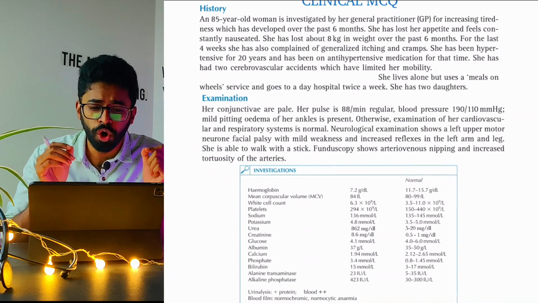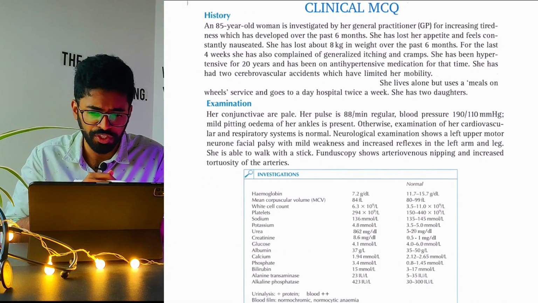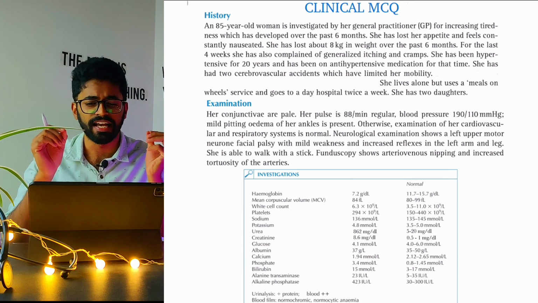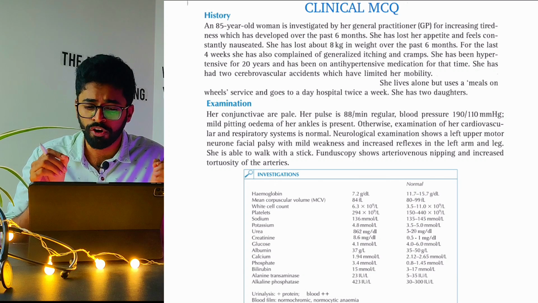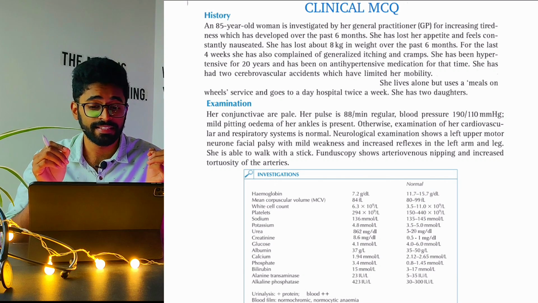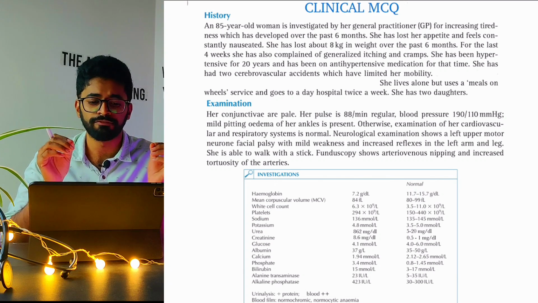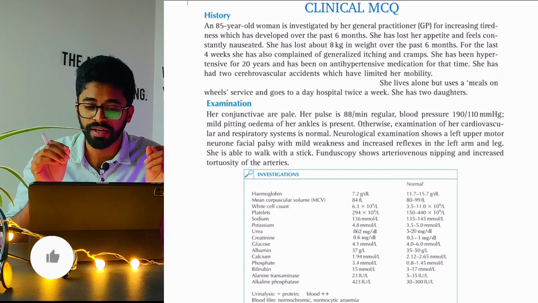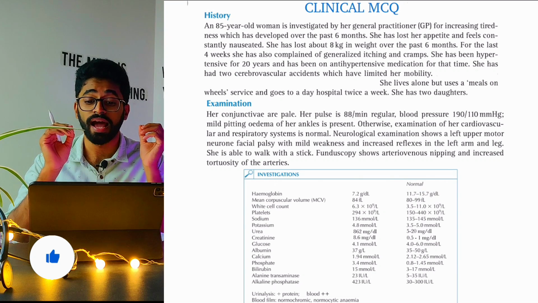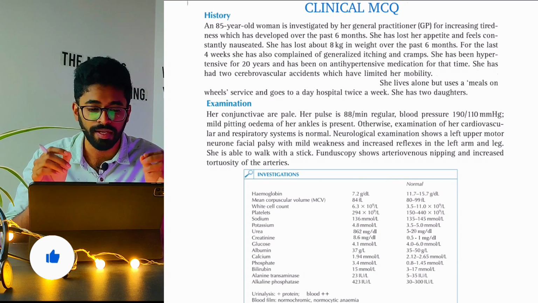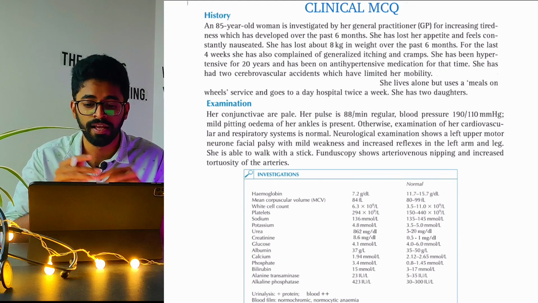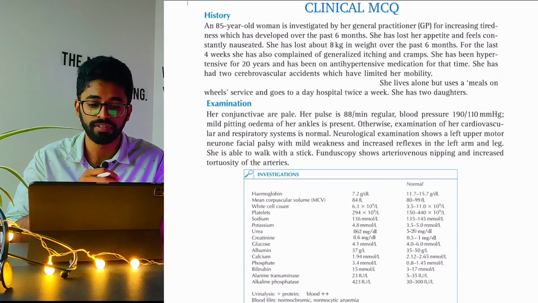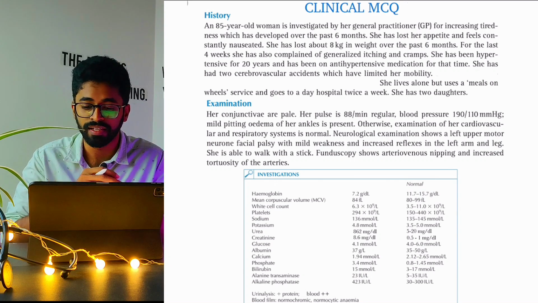So an 85-year-old woman is investigated by her general practitioner for increasing tiredness which has developed over the past 6 months. She has lost her appetite, feels constantly nauseated. She has lost about 8 kgs in weight over the past 6 months. For the last 4 weeks, she has also complained of generalized itching and cramps. She has been hypertensive for 20 years and she has been on antihypertensive medications for that time. She has had 2 cerebrovascular accidents which have limited her mobility. She lives alone but uses Meals on Wheels service and goes to day hospital twice a week, and she has 2 daughters.